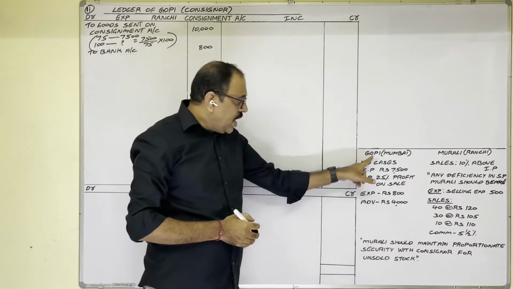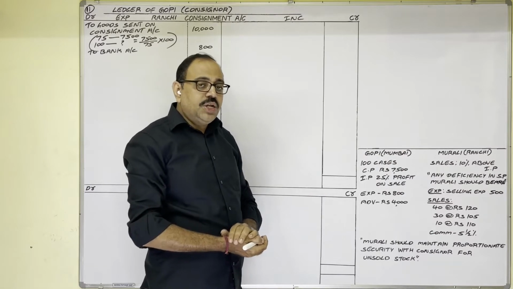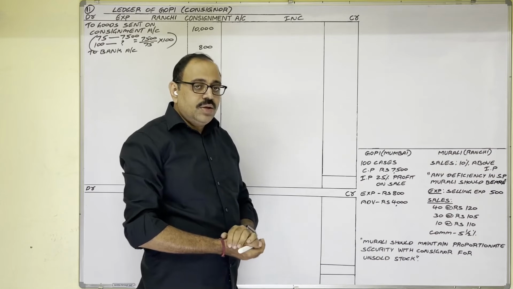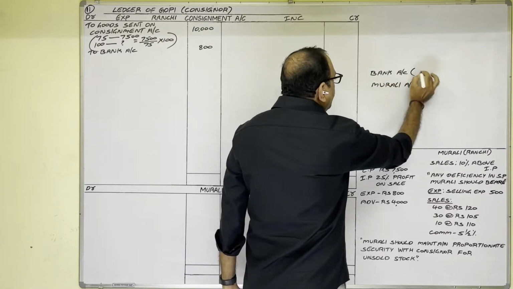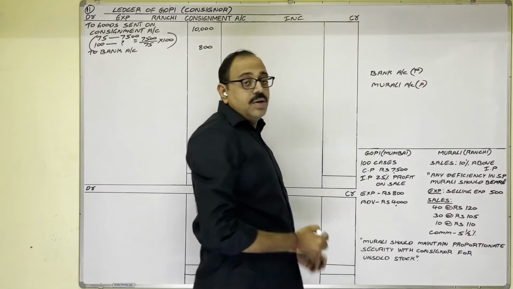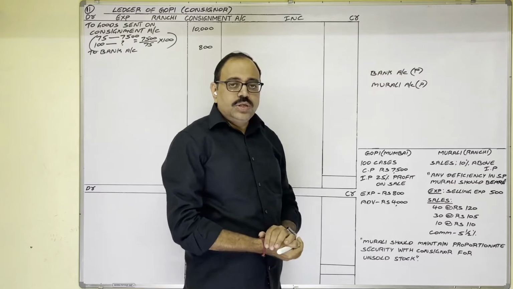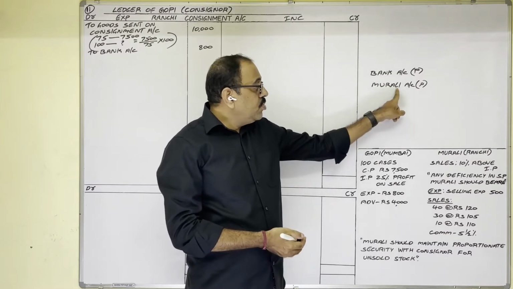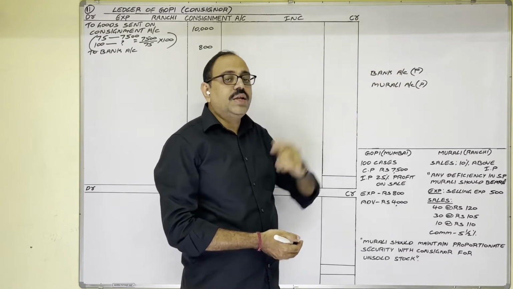Next, the consignor received an advance from the consignee. Our assumption is this advance is coming through a check. So two accounts are there: bank account and Murali account. Both are personal accounts. Actually speaking, one bank name we write now, SBI account. With the firm name, if you open any account, that is a personal account. Murali account is also a personal account. Personal account rule: debit the receiver, credit the giver.